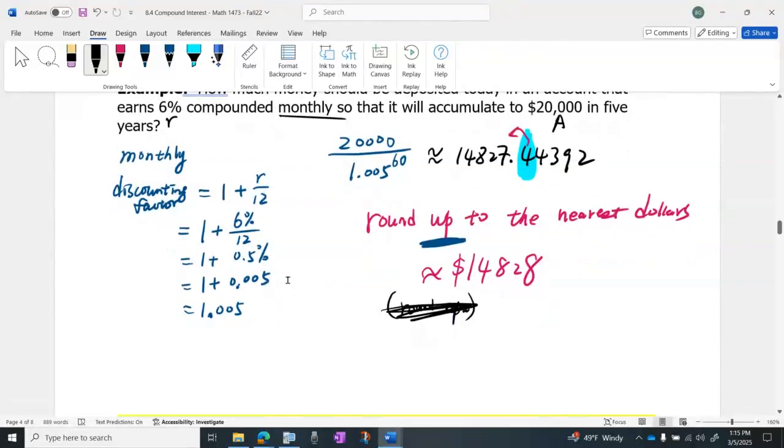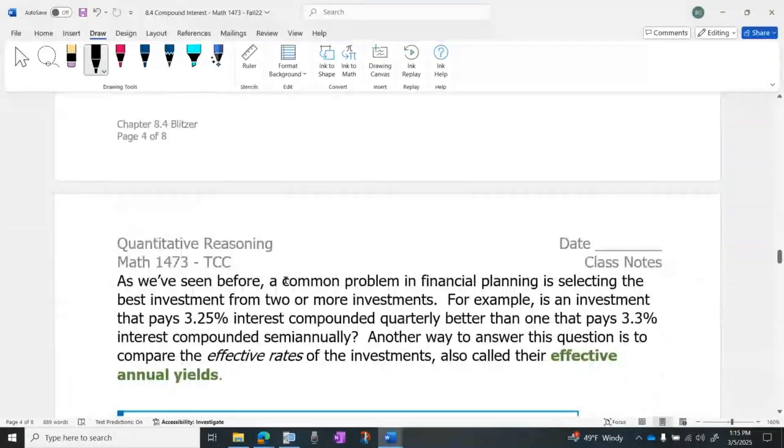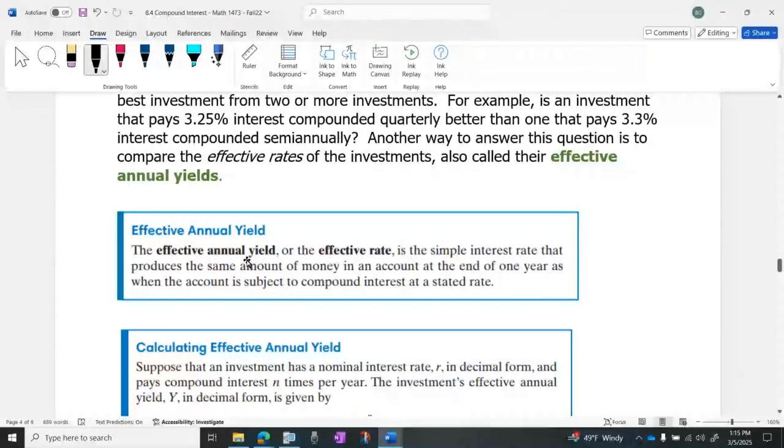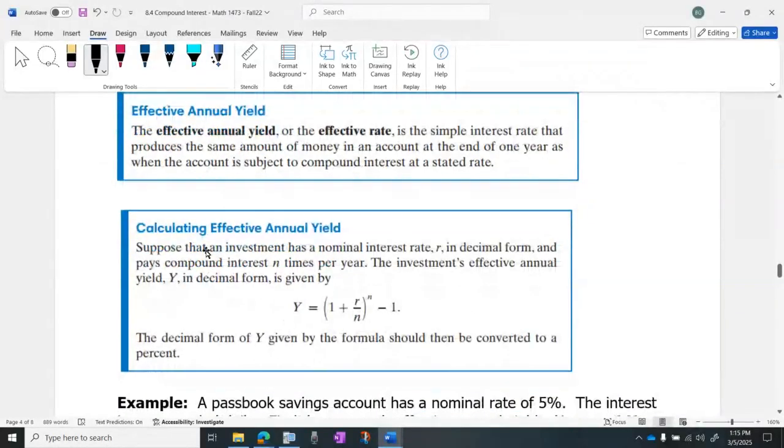And the last topic of this section is about effective rate. Effective rate has a different name in our book. It's also called effective annual yield. Yield, the initial is Y. That's the reason in our book we use the capital letter Y to represent the effective annual yield. It's also called the effective rate. I will not prove the formula. I'm not sure how much that can help you. I will explain how this effective rate works in reality.